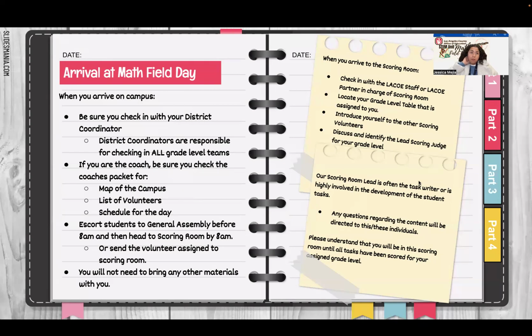So if I'm at a fourth grade table, I want to make sure I have one designated lead scoring judge at that table. And then our scoring room lead, which is John, is usually in charge of writing or developing the task. So he will be around so that you can ask any questions regarding the content of the tasks, or any clarifying questions about directions of the task and so forth.